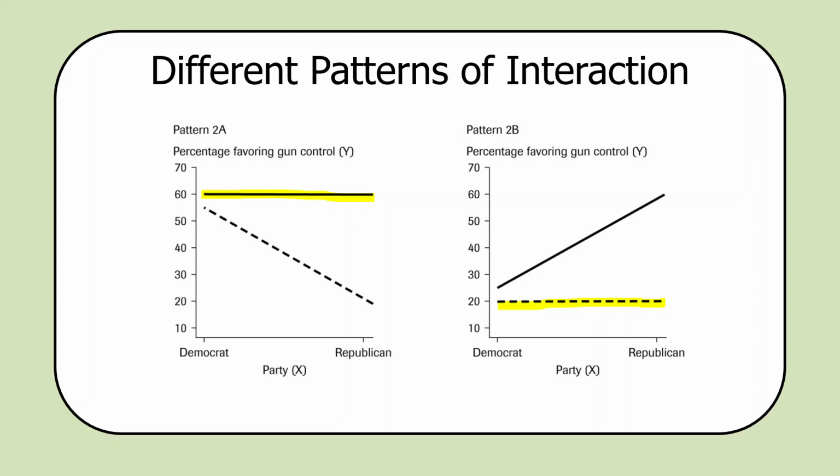Notice when you switch to this value of Z, there's a big effect. This value of Z, there's a big effect of X on Y. So for one value of Z, there's no effect of X on Y. For the other value of Z, there is an effect of X on Y. This is a form of interaction where you must specify which value of Z you're talking about in order to talk about the effects of X on Y.